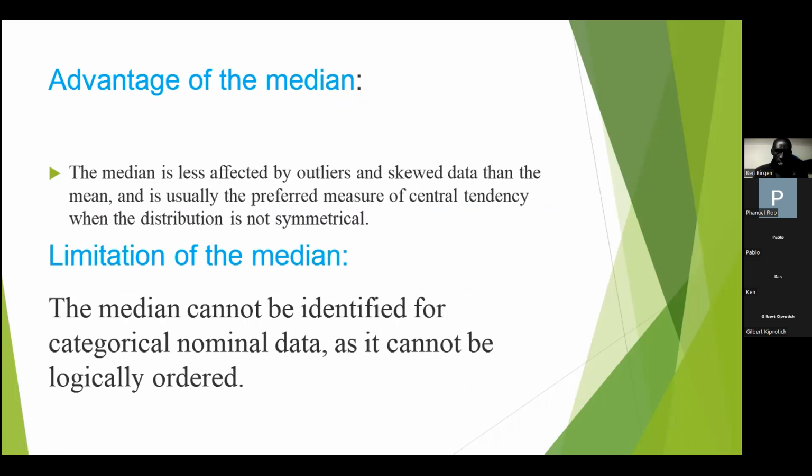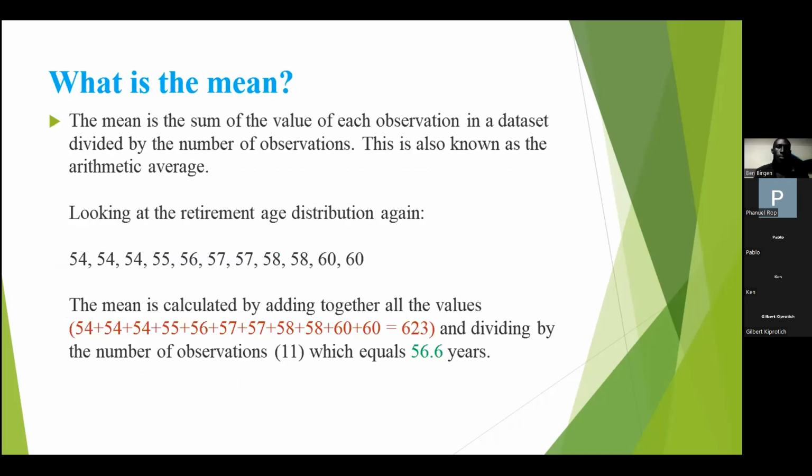The advantage of the median is that it is less affected by outliers and skewed data than the mean, and it is usually the preferred measure of central tendency. So the most preferred measure of all the three is the median. The limitation is that the median cannot be identified for categorical nominal data, as it cannot be logically ordered.